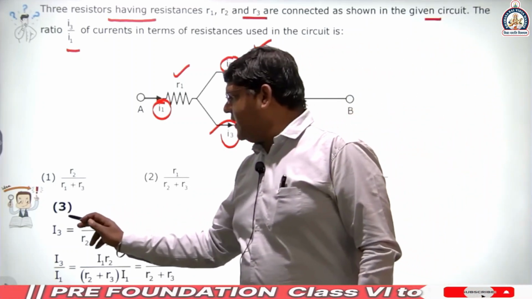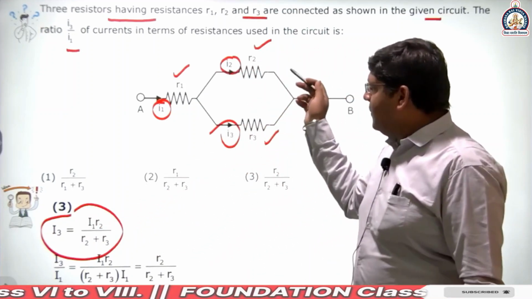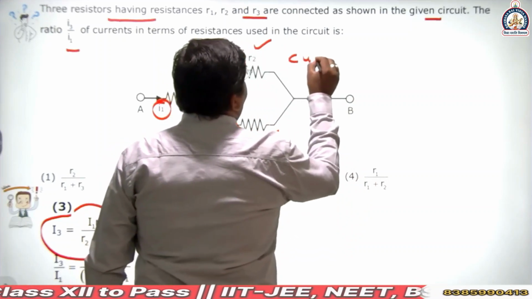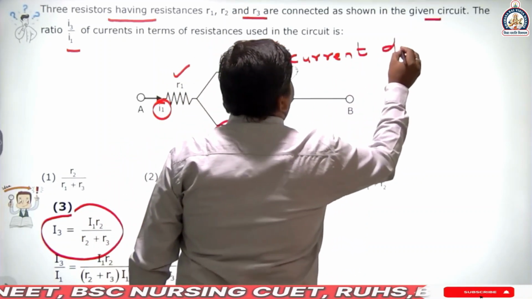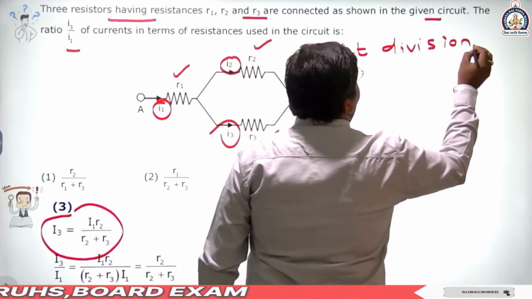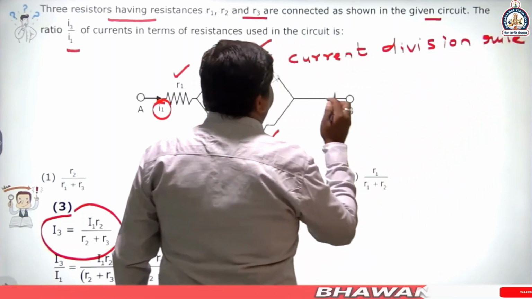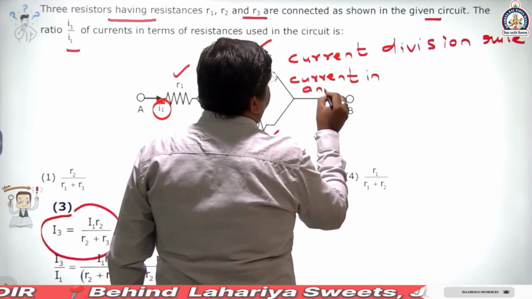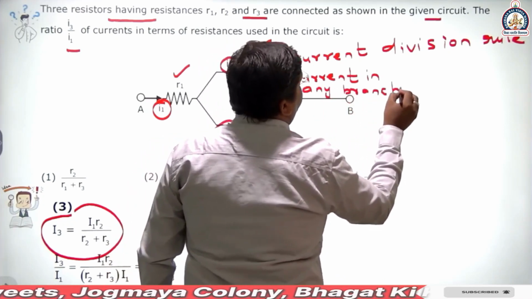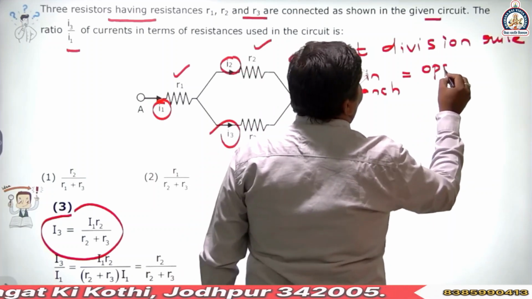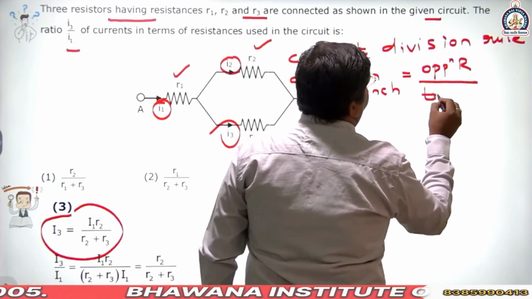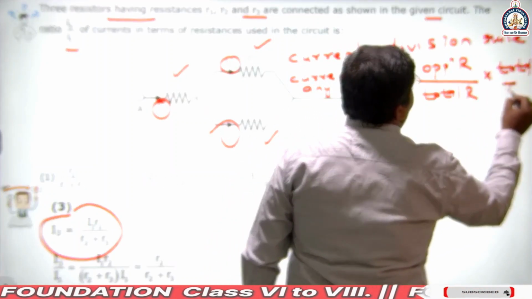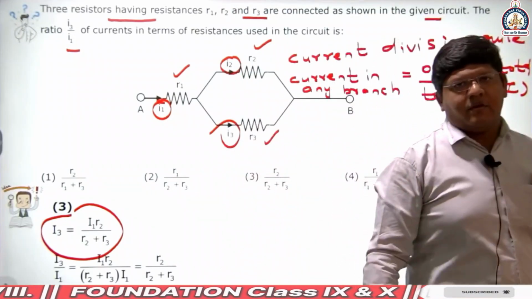So the formula for I3 is R2 upon R2 plus R3 into I1. This is nothing but the current division law, the current division rule. What is the current division rule? Current in any branch is equal to the opposite resistance upon the total resistance into the total current. This is the required formula for the current division rule.